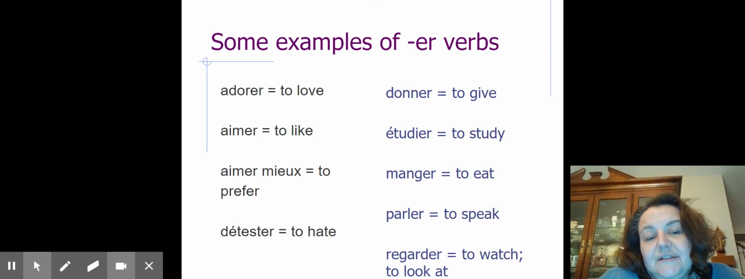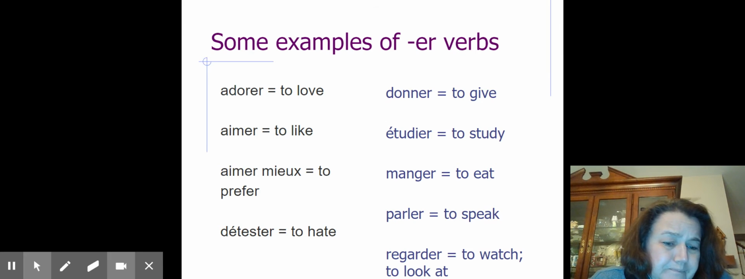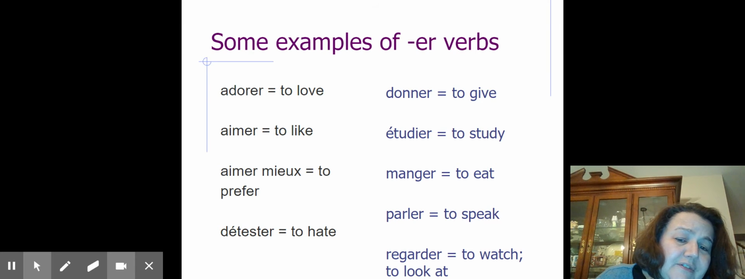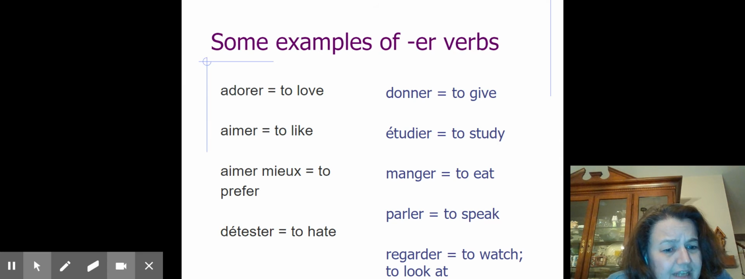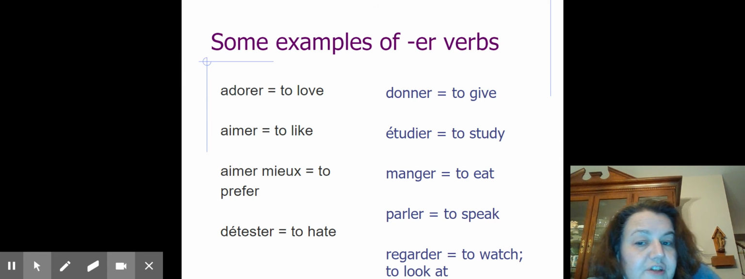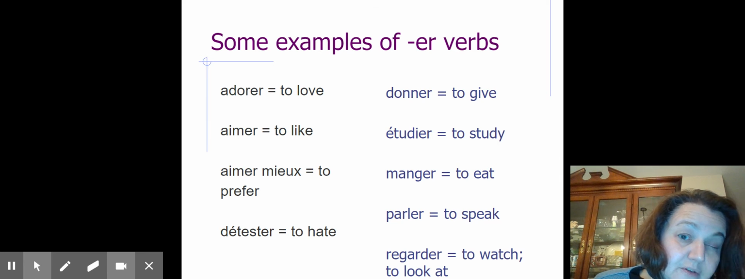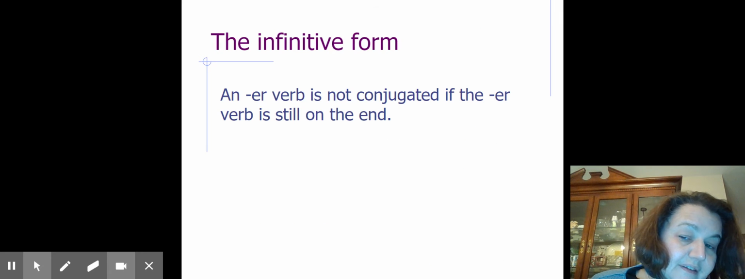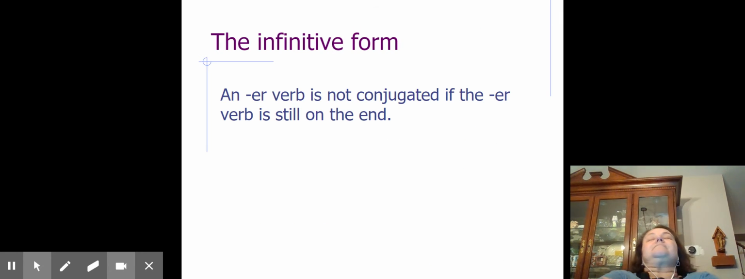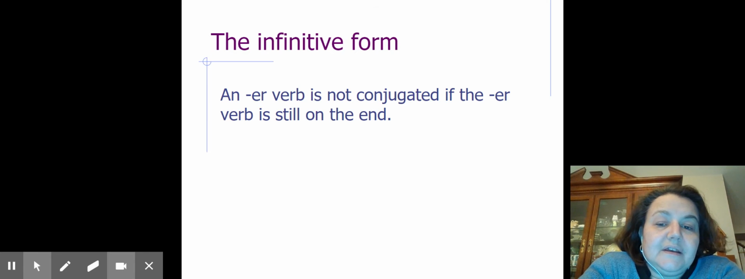Then donner, to give, étudier, to study, manger, to eat, parler, to speak, and regarder means to watch or to look at. So just so you know, there's more in the tutorial you will see on VHL Central, but I'm just giving these here so that you would look for some of these. Those are very common ones.